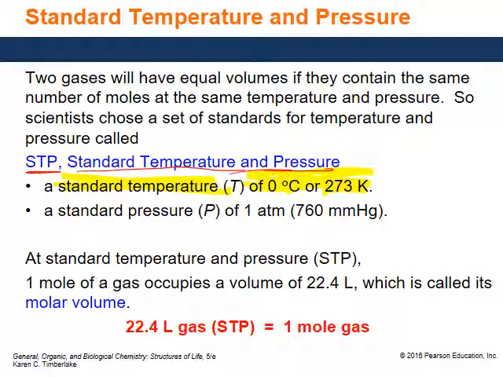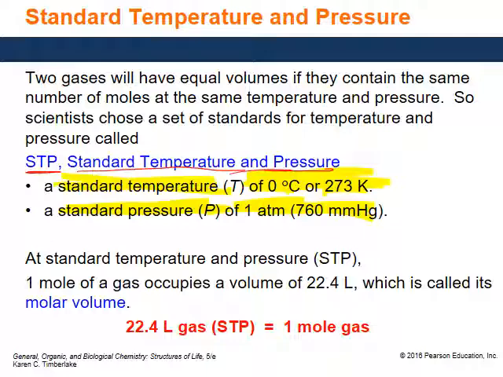We can figure out the properties of a gas at a certain standard temperature and pressure, and then use that to predict how the gas would behave if we change any of these properties. So the standard temperature is 0 degrees Celsius, 273 Kelvin, and the standard pressure is always fixed at 1 atm or 760 mm of Hg. Now let's calculate the volume occupied by a gas, which is 1 mole, at standard temperature and pressure conditions.